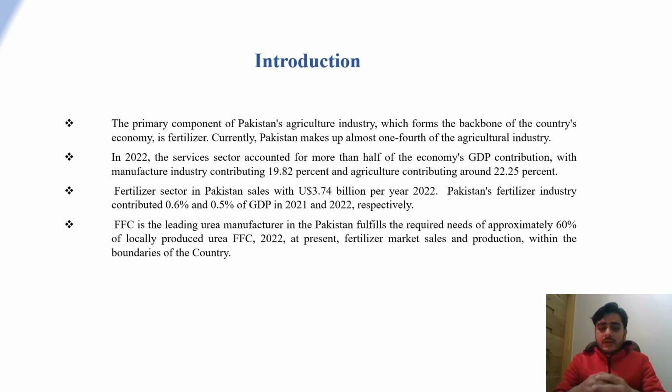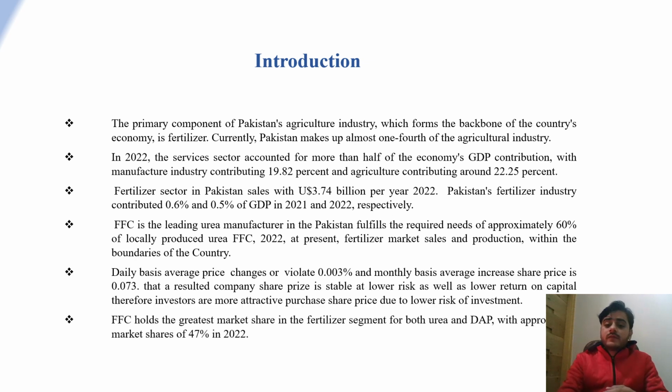The fertilizer sector's sales in Pakistan were 3.74 billion in the year 2022. The Pakistan fertilizer industry contributed 5% in 2022 and 6% in 2021 to GDP. We see that the leading manufacturer, FFC, Fauji Fertilizer Company, has produced approximately 60% of urea, which is sold within the boundaries of the country.